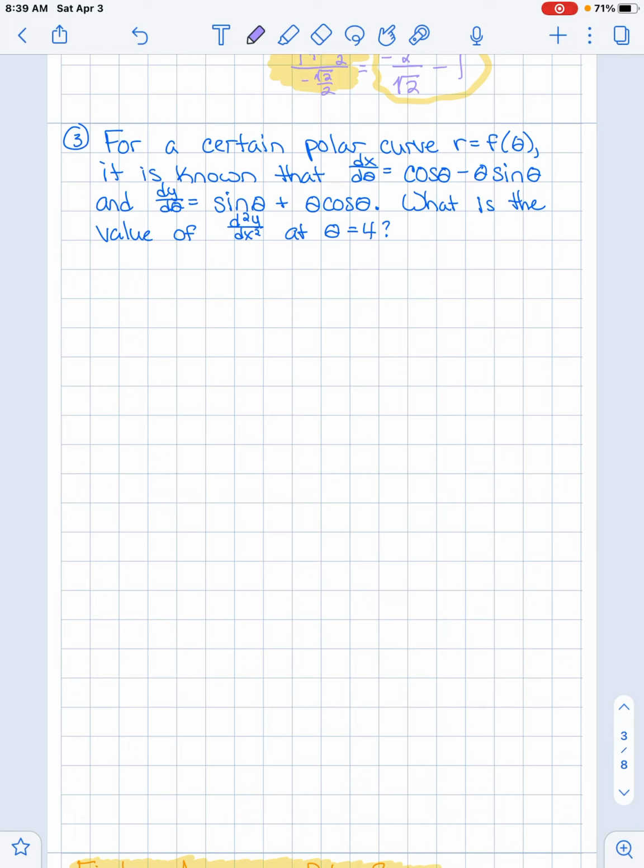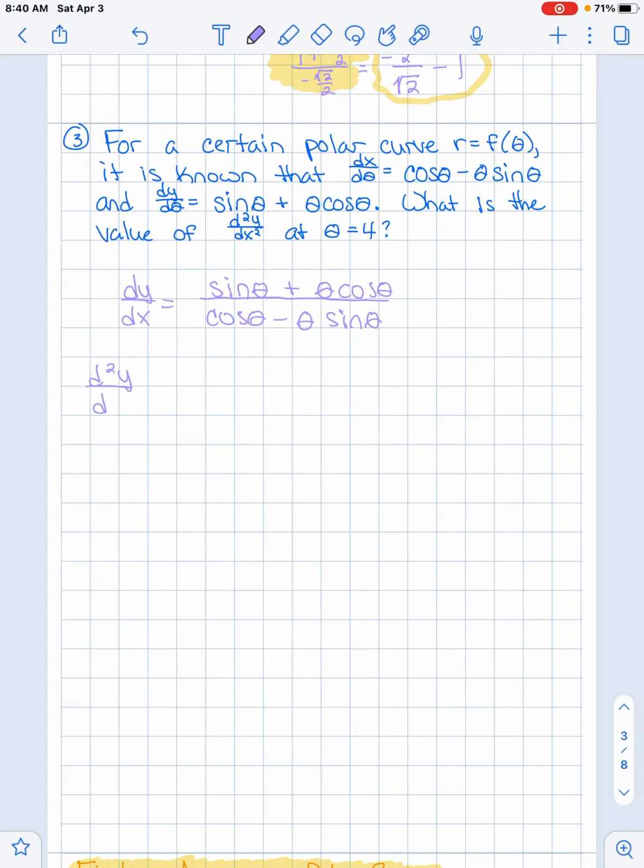Okay, welcome back. In order to find, first of all, let's find the first derivative. The first derivative is the change in y over the change in x. This is going to get ugly. We're going to have a lot of algebra going on here. So there's dy over dx. It's asking us for d squared y over dx squared. It's asking us for the second derivative.